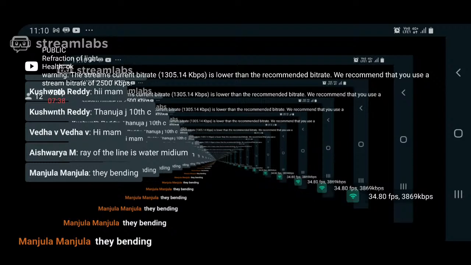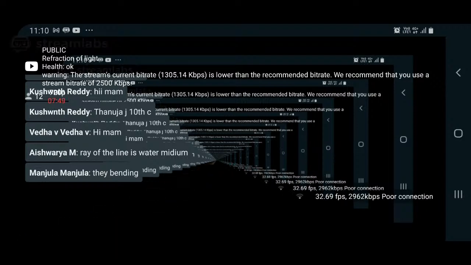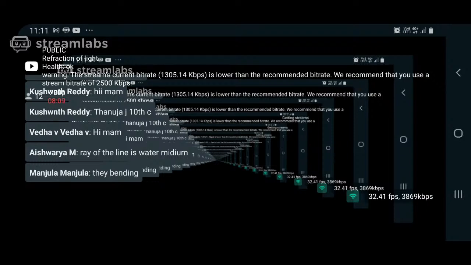And what is this difference? One is air medium, another one is water medium. What happened there? The ray of light bends. This is the answer. Bending of the ray occurs when it travels from one medium to another medium. Is that clear? Yes, Arshita, your answer is right. Bending takes place. Okay, everybody clear with this?